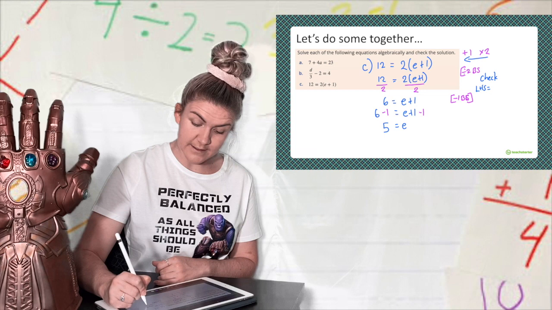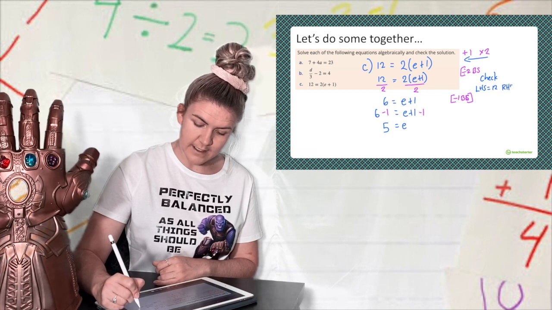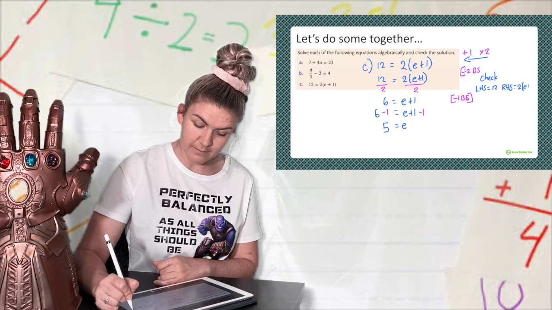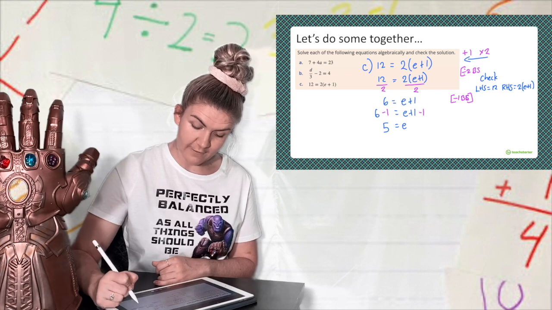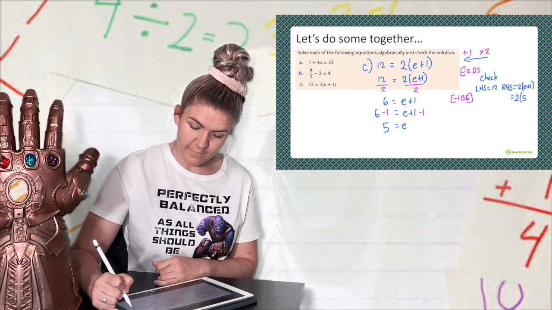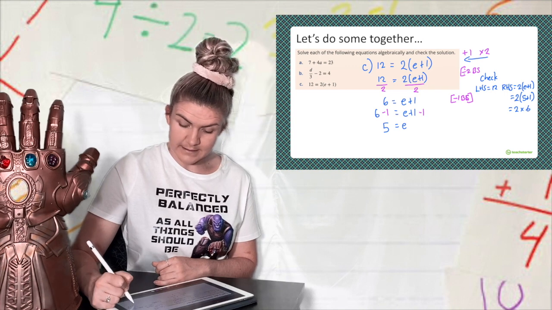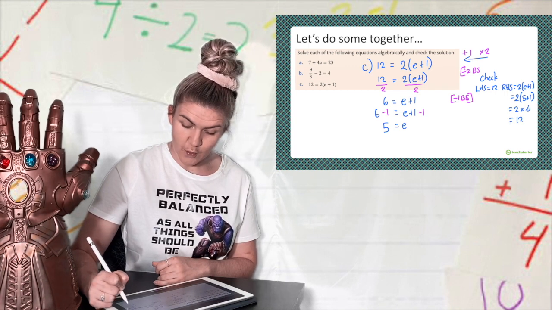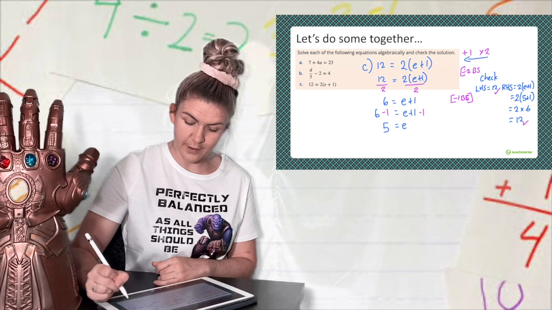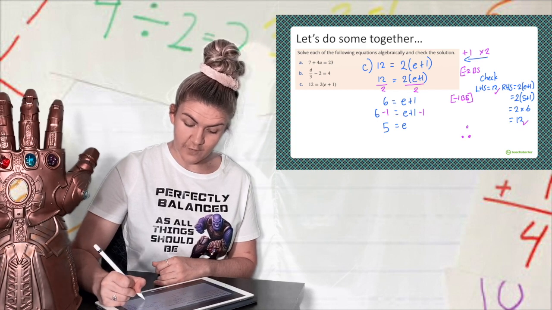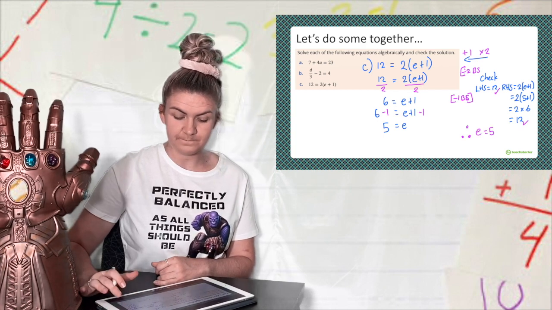Left-hand side is 12. Right-hand side is 2E plus 1. And I think E is 5. So 2, 5 plus 1. 2 times 5 plus 1 is 6. 2 times 6 is 12. And I'm correct. They are both the same. So therefore, E equals 5.